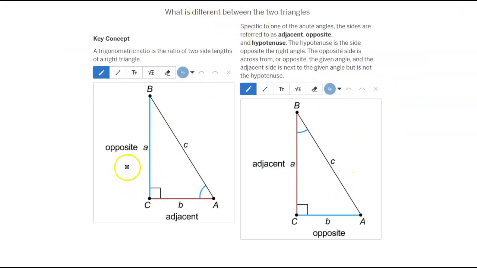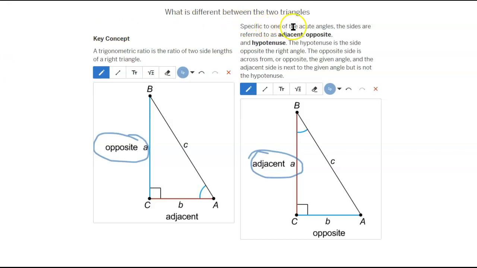What do we notice that's different between the two angles? Well, opposite is here and adjacent is here. A trigonometric ratio is the ratio of two side lengths. That means we're going to take one side length and divide it by the other side length. That's what gives us a ratio.